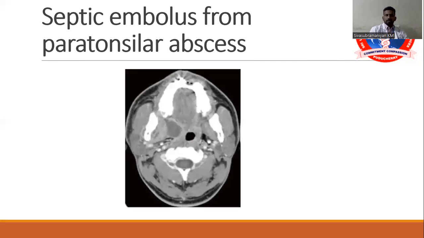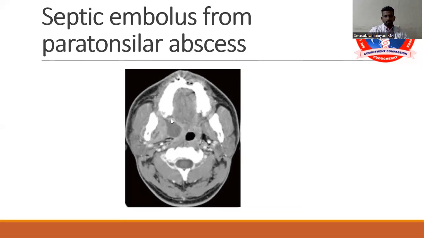Now we have seen all the airborne causes of pneumonia, and now let's see the hematogenous causes of pneumonia, how it spreads in a hematogenous fashion. One such example is shown here. This is a septic embolus from a paratonsillar abscess. You can see a well-defined collection in the right paratonsillar region. That is the paratonsillar abscess, and you can see how it is compressing on the oropharyngeal airway.